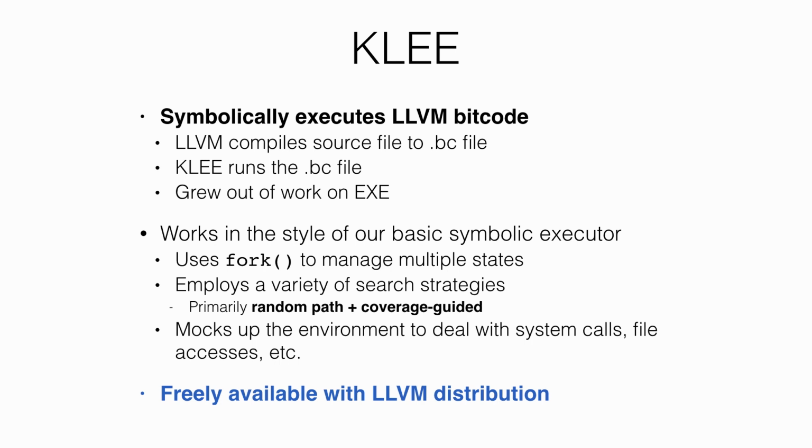It works in the style of the basic symbolic executor that we saw before, where it uses fork to manage multiple states. That is, rather than having an explicit work list, each time that it could go both directions on a branch, it actually forks another version of itself which proceeds along that branch, and a separate tool manages all of the distinct copies of KLEE that are running at once. KLEE employs a variety of search strategies, primarily random path and coverage guided, and it mocks up the environment to deal with system calls and file access and so on, and you can get it as part of the LLVM distribution.